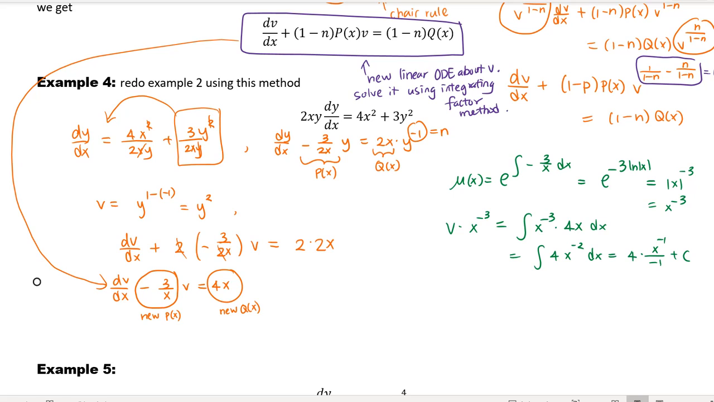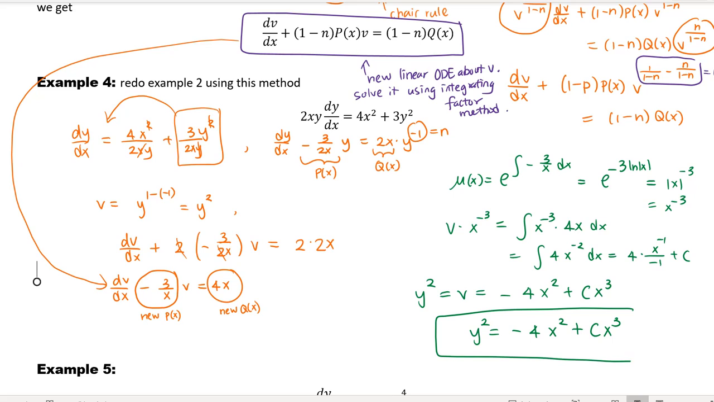Alright. And how do we solve for v? Multiply both sides by x cubed. So we get minus 4x cubed times this guy, which is x squared, plus c times x cubed. And what is y? V is y squared. So we get y squared equals minus 4x squared plus cx cubed. So this is our answer.